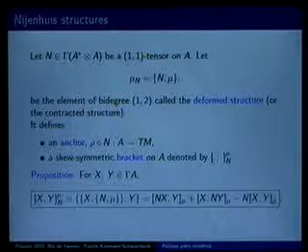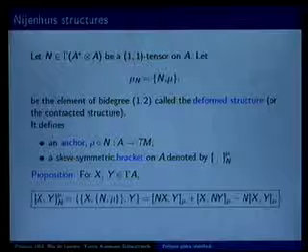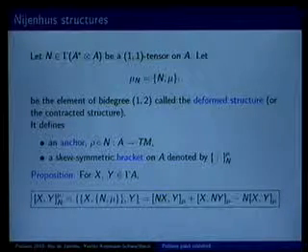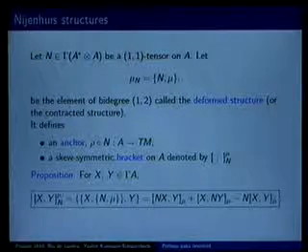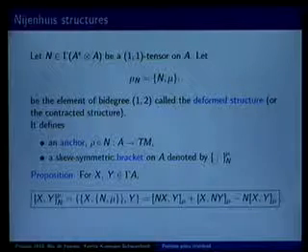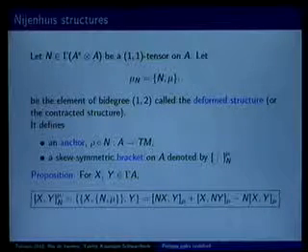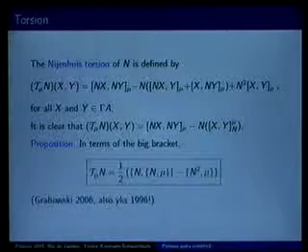And once you have decided to look at this, you associate with it an anchor and a bracket, which is defined by this formula. And when you expand this, knowing how to compute with the big bracket, you see that it is given by this formula, which is the usual deformed bracket.